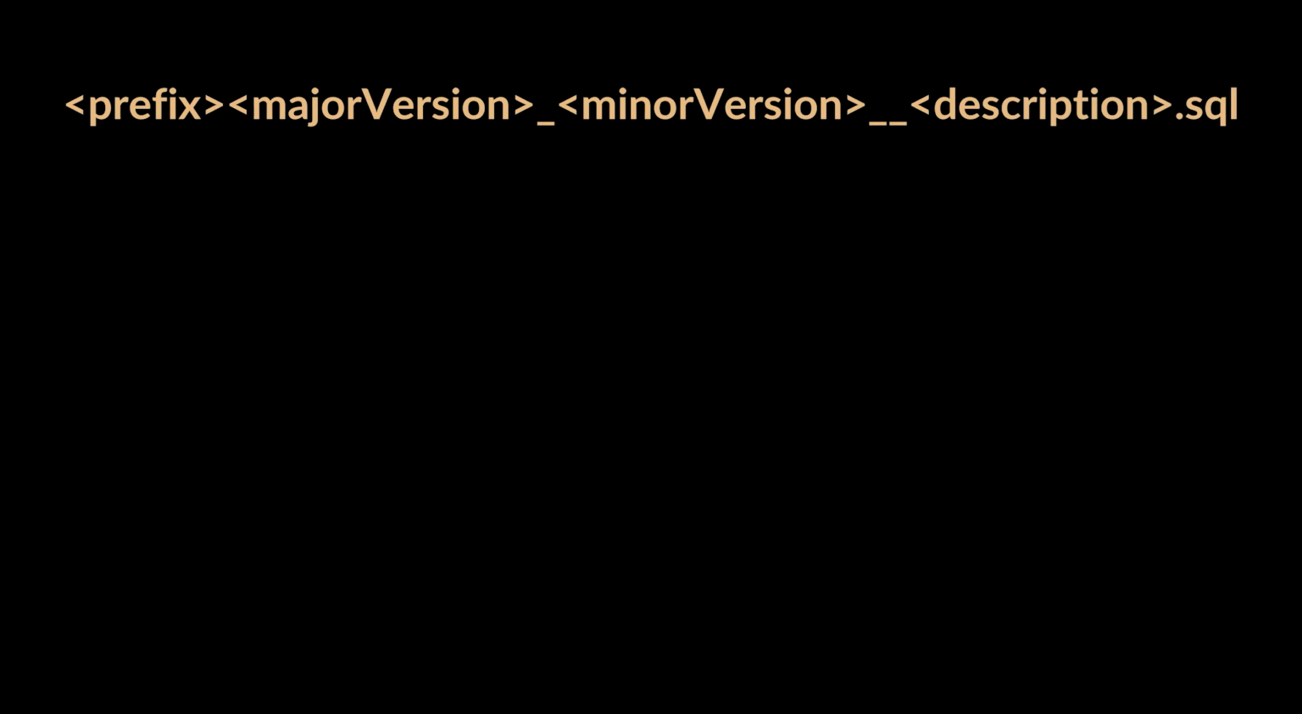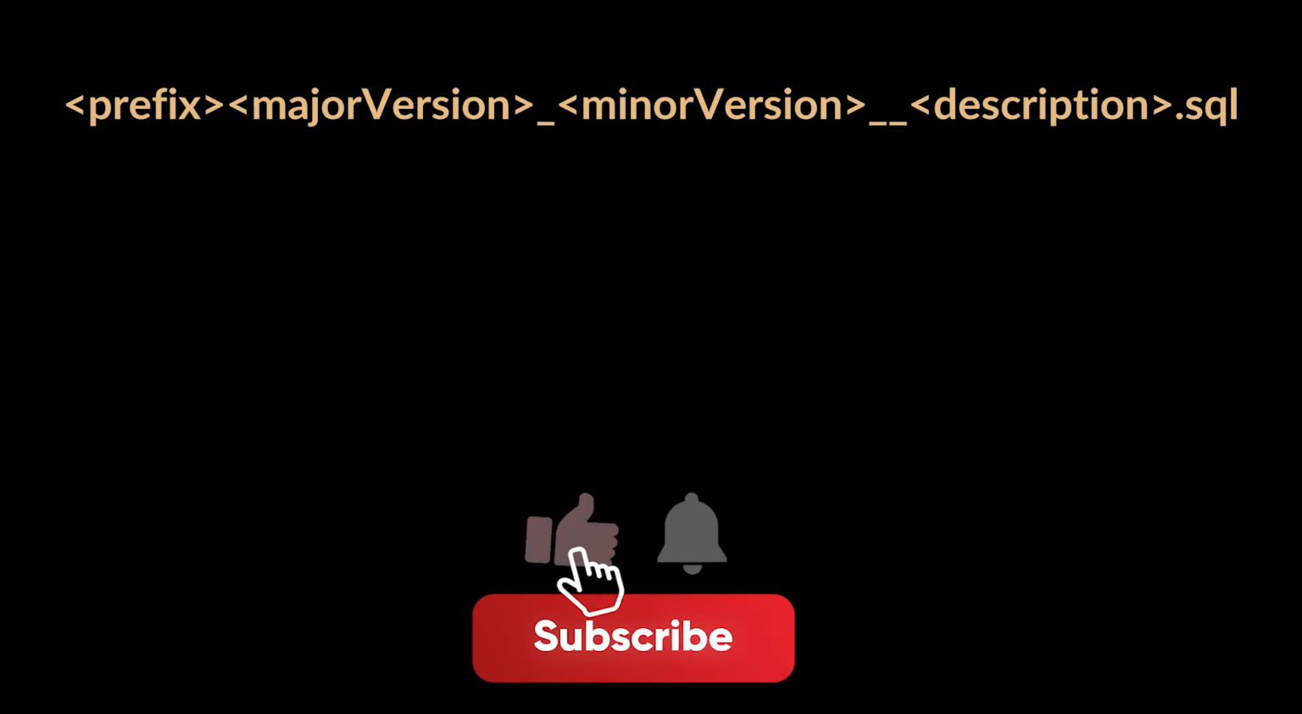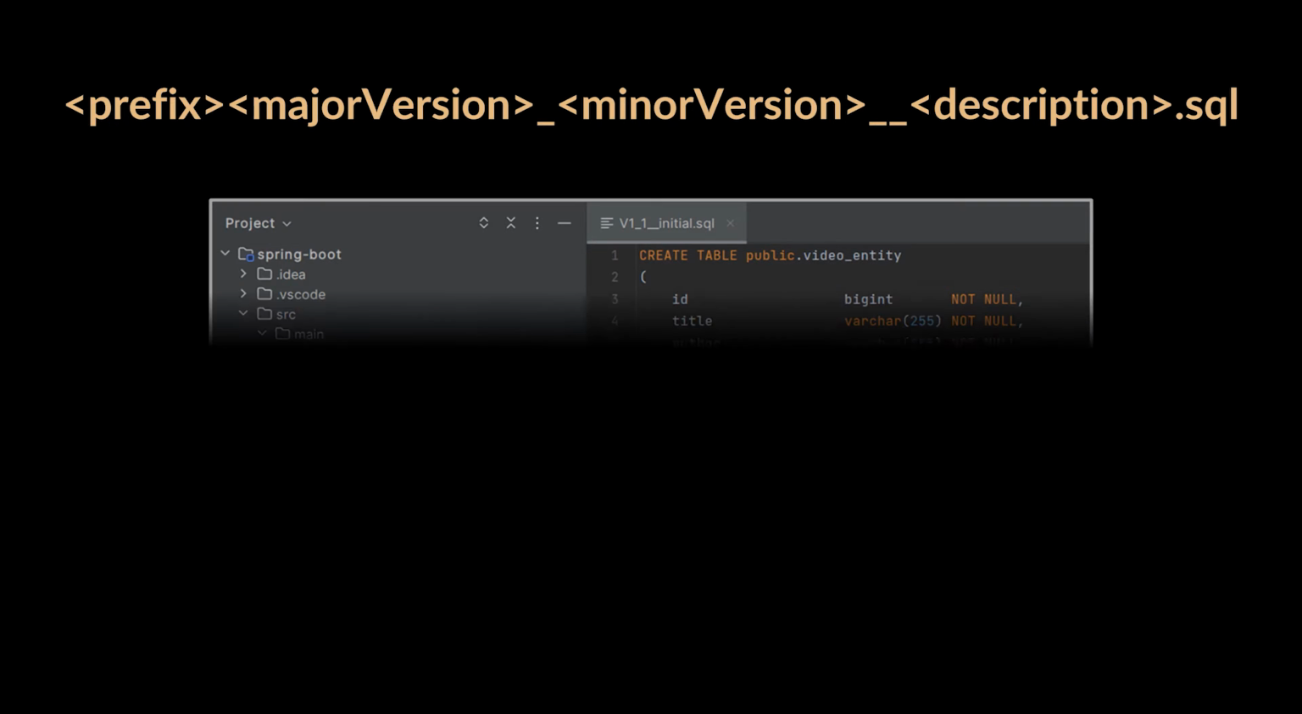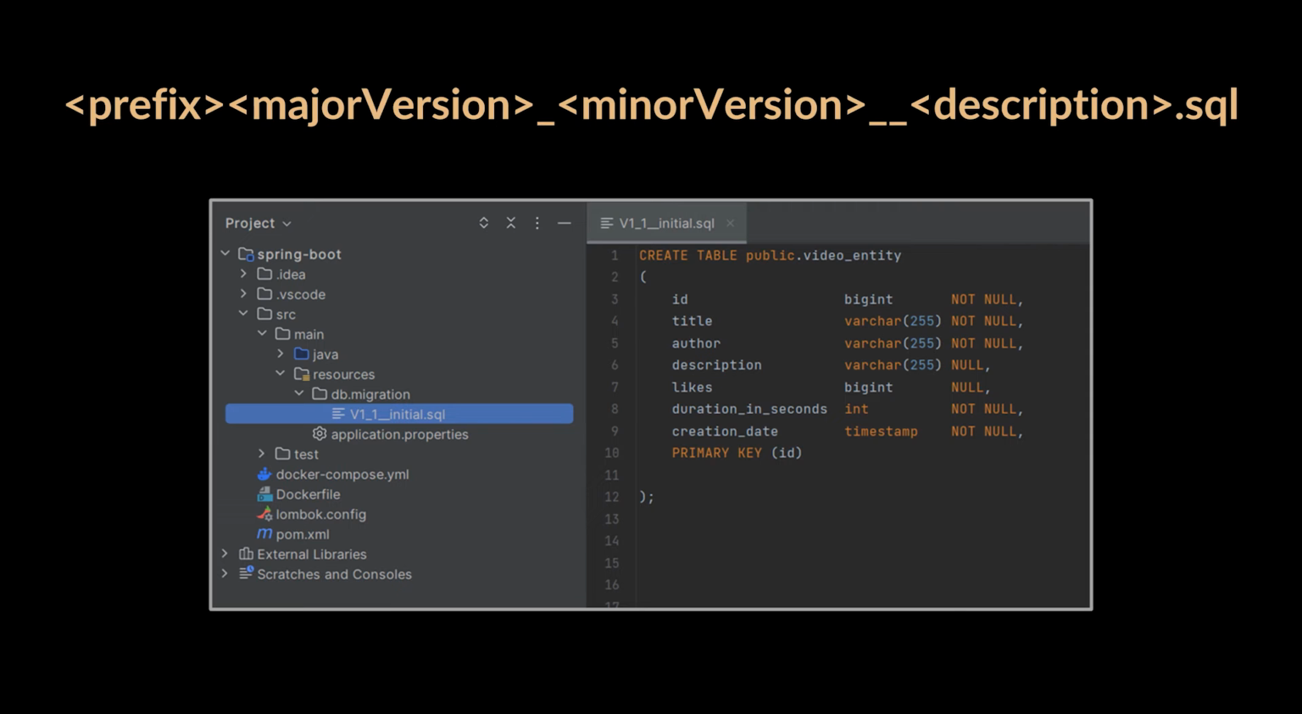Flyway adheres to the following naming convention for migration scripts, where you should specify a prefix for the version. By default, it is simply the letter V, followed by the version number. Major and minor versions may be separated by an underscore, then two underscores, and then a description. So, after creating the directory db migration, let's create a migration script named V1_1__initial.sql containing SQL instructions to create the video entity table we've been using throughout this series.